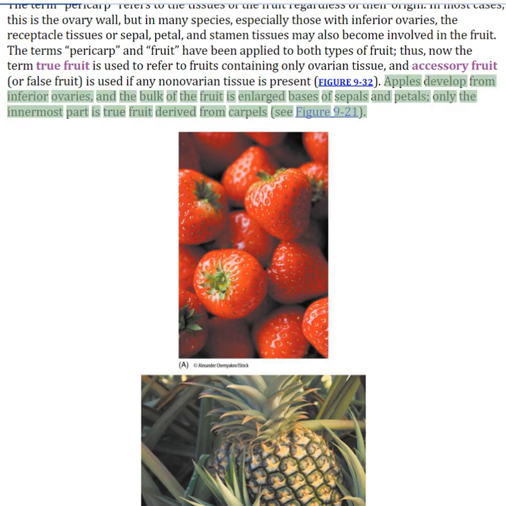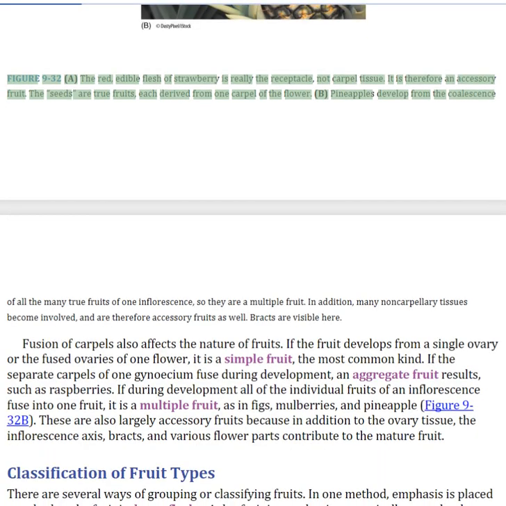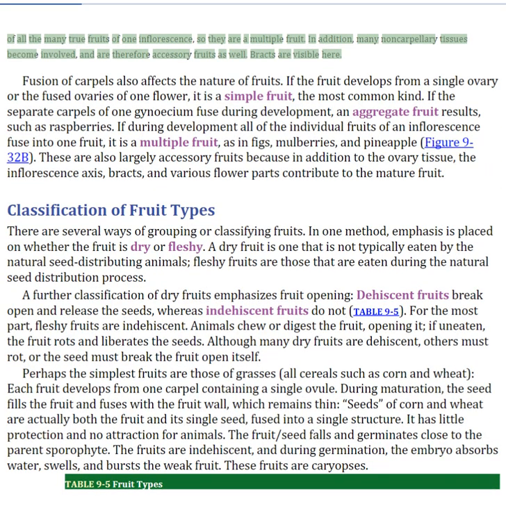Apples develop from inferior ovaries, and the bulk of the fruit is enlarged bases of sepals and petals. Only the innermost part is true fruit derived from carpels. Figure 9.32: The red, edible flesh of strawberry is really the receptacle, not carpel tissue. It is therefore an accessory fruit. The seeds are true fruits, each derived from one carpel of the flower. Pineapples develop from the coalescence of all the many true fruits of one inflorescence, so they are a multiple fruit.